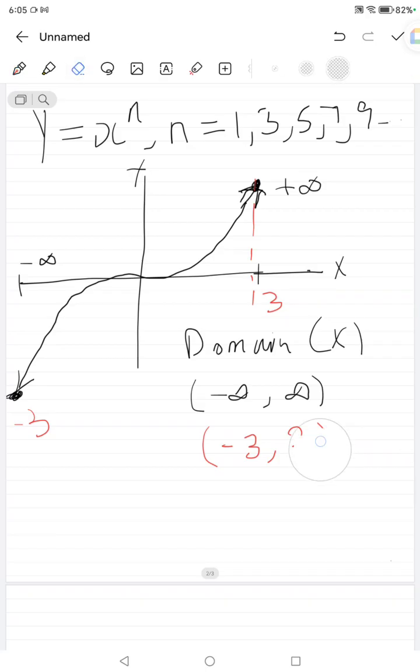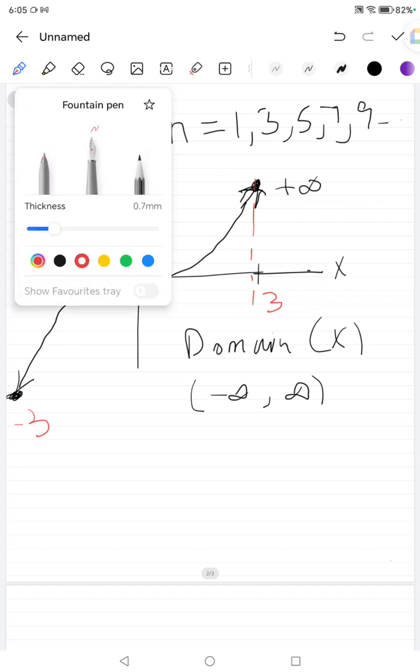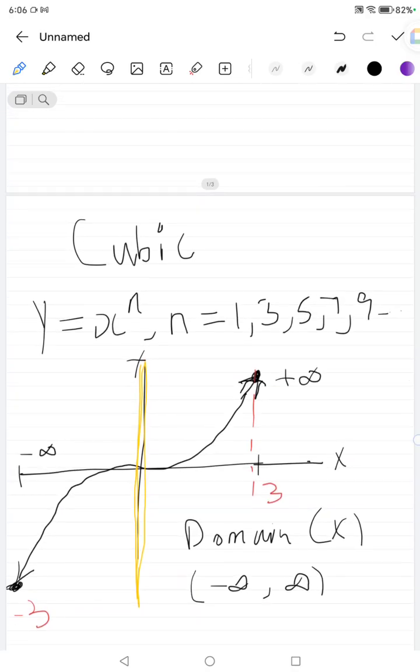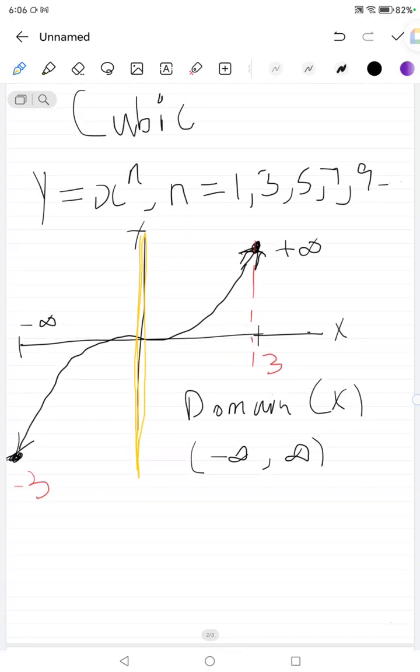And also now we're going to check our y values. So now we're going to be concentrating on this line here. What are we having on our y values? We're still having the very same line, where we can just say we have -infinity to positive infinity.